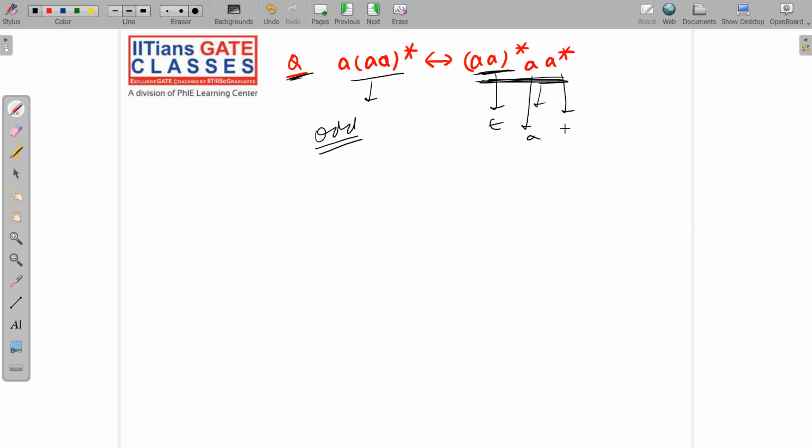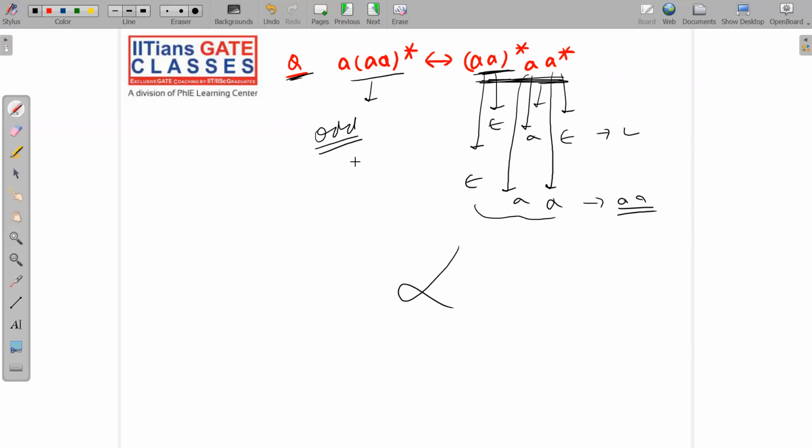If you take null, then you will get A. From here you take A, because A star contains A also. So what will you get? Double A. As soon as you get double A, you will say these two are not equivalent, because these are odd number of A's, but here we can get double A also. How are we getting double A? Please note it down carefully, or let me just expand it. This is again homework for you. You have to prove it yourself. I'm just expanding it so that you can get the idea.